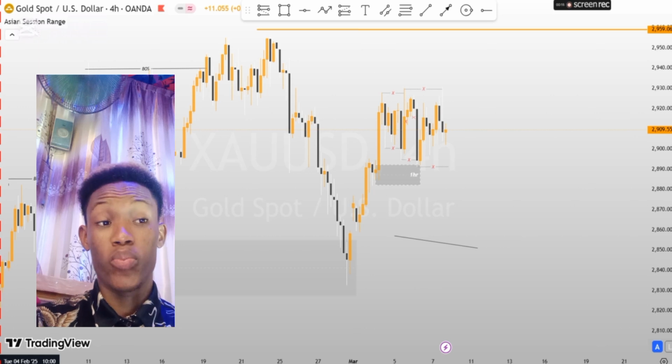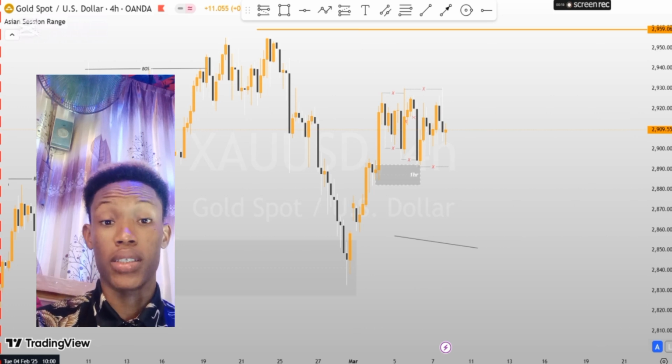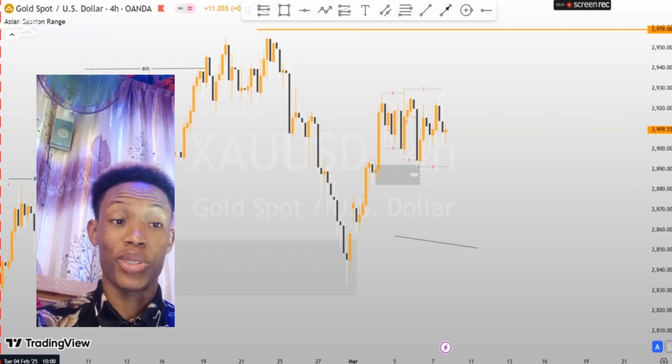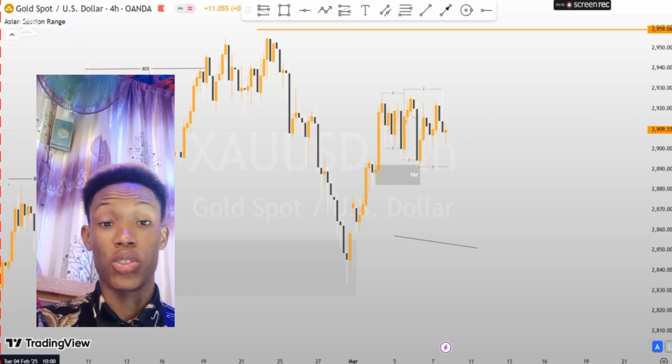Last week I didn't make a recap video because I didn't trade throughout last week. I was just off my chart. I didn't trade anything on any pair because I only trade gold and BTC and also a currency pair like EURUSD. These are the three pairs I focus on, but last week I didn't get to trade anything.